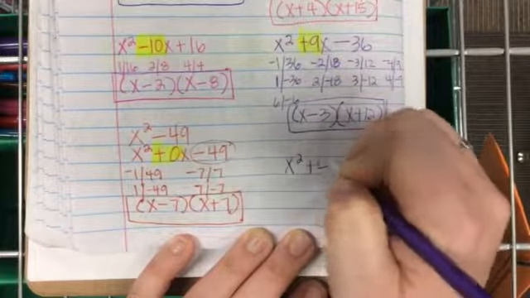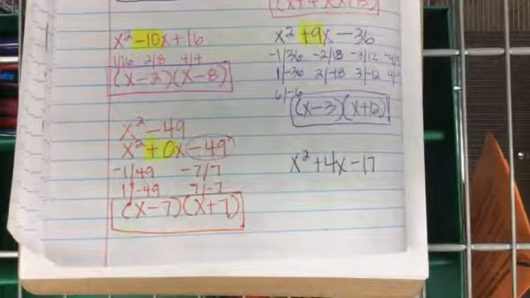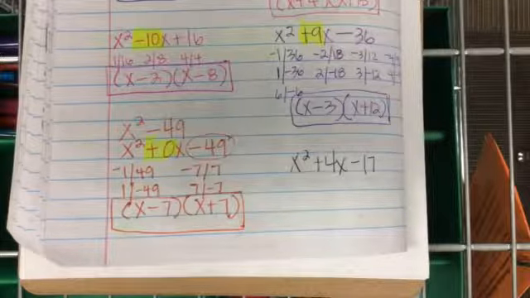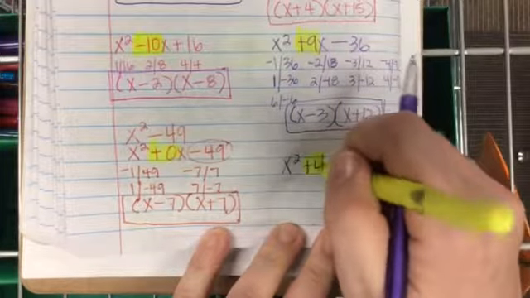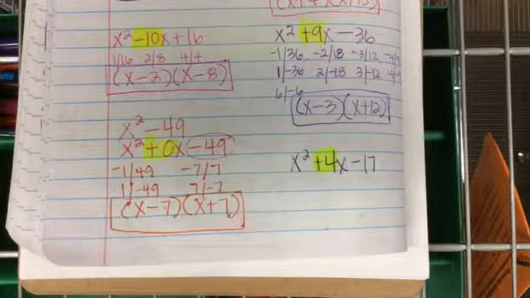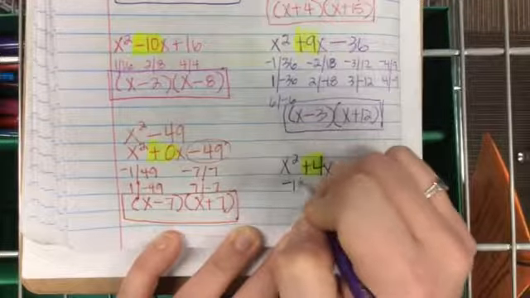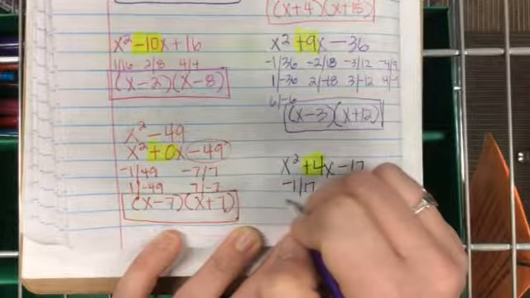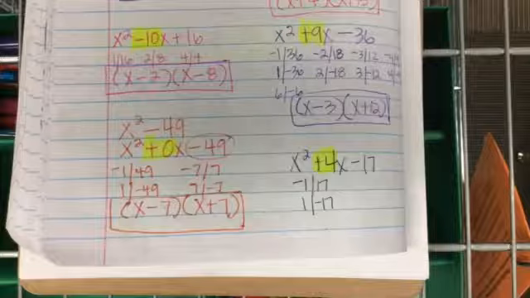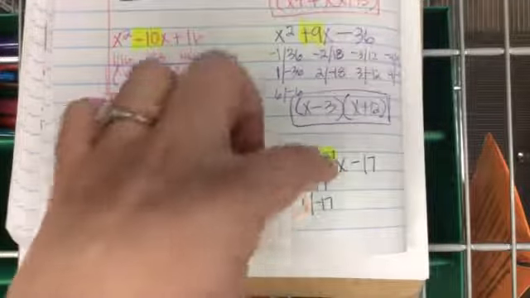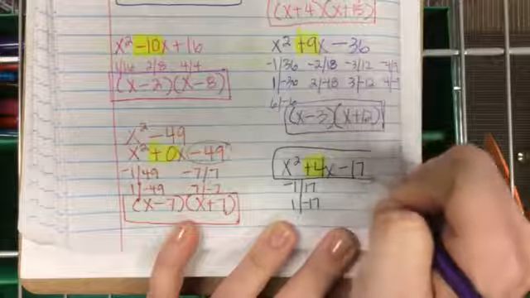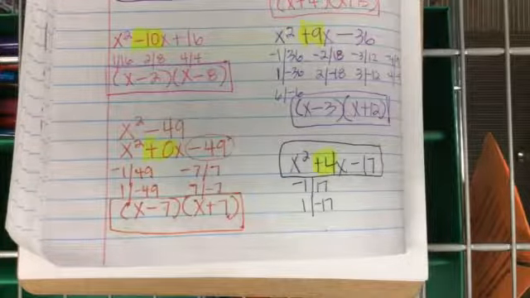All right, x squared plus 4x minus 17. I'm looking for factors of negative 17 that have a sum of 4. How do you get 17? 17 and 1. Negative 1 and 17, or 1 and negative 17. Anything else for factors of 17? Do either of those make 4? No. So is this factorable? No. We can't factor it. It's in its simplest form.